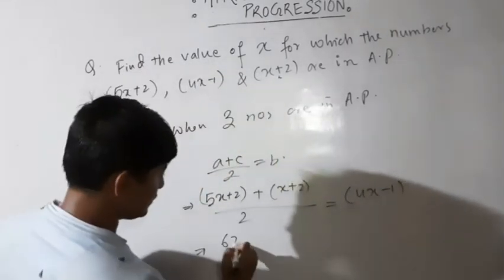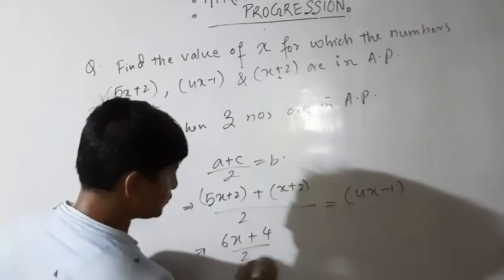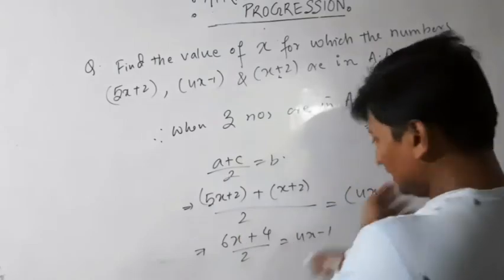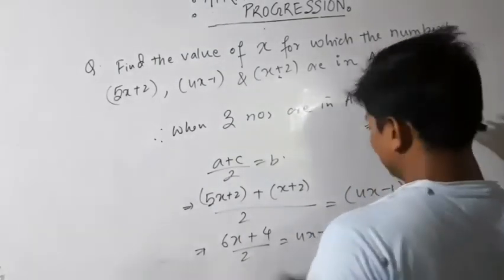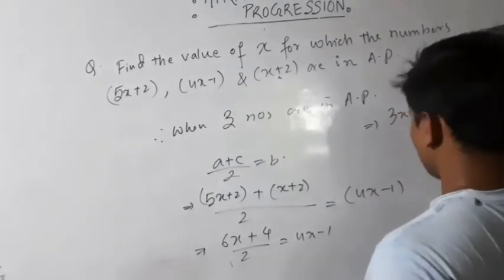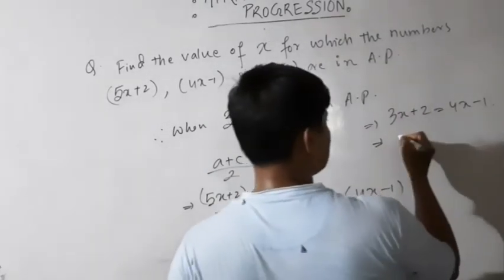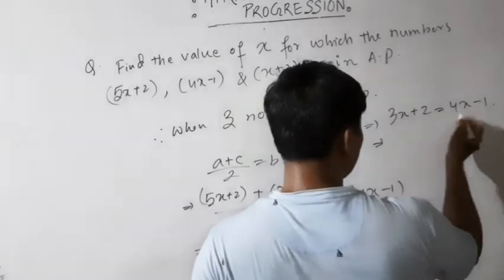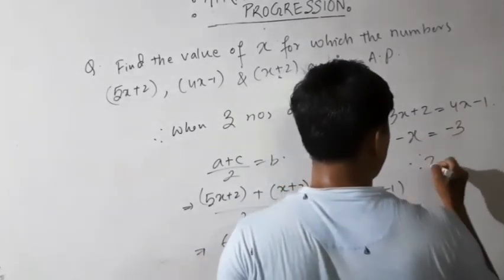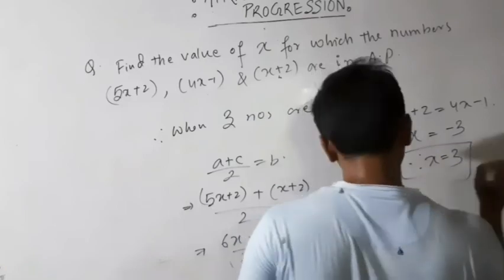So it will give me (6x plus 4) by 2 equals to 4x minus 1. If I take 2 common from here, it will be 3x plus 2, and that 2 will cut with the denominator, okay, equals to 4x minus 1. So finally, if I bring this 4x here, it will be minus x, and here it will be minus 3, so x's value will be 3.